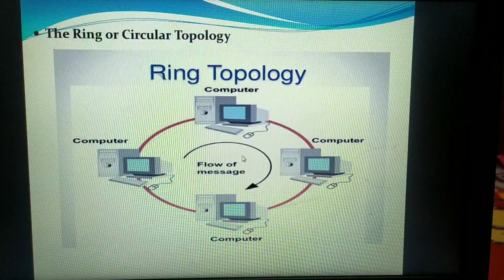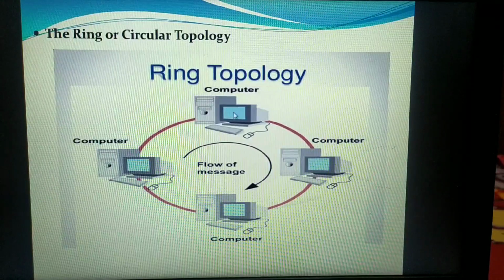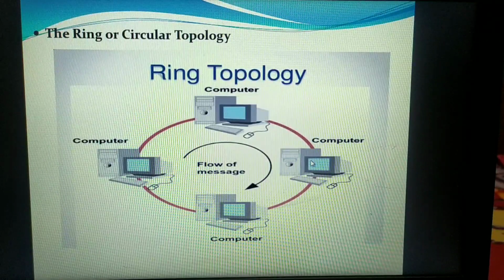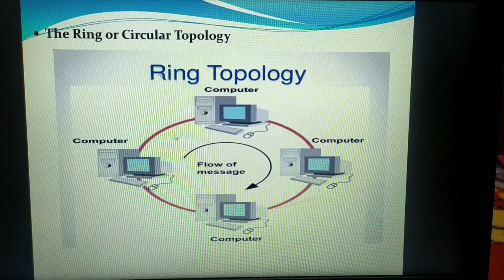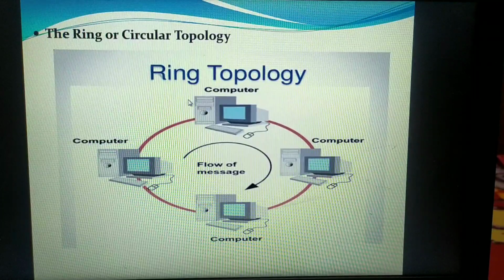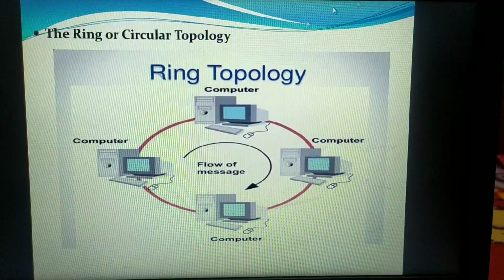Here you can see the arrow mark. It shows how the message flows. That means the packet moves from one node to another. Next the packet arrives here, next here, next here. When the same packet comes back to the sender node, the sender node will discard that packet. I hope you are understanding, right?